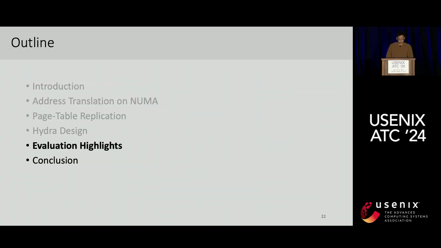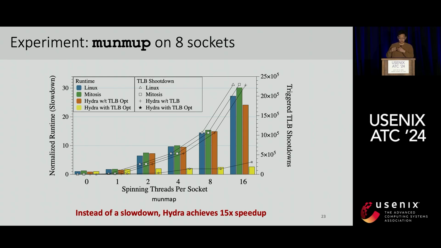So here are our evaluation highlights. First, we show how our TLB shootdown optimization works. We conduct an experiment called munmap, where the threads are spread across NUMA sockets, and each one keeps doing mmap and munmap. For the baseline, when munmap happens, it will send a TLB shootdown to the other sockets. However, Hydro with optimization can improve this situation, and instead of a slowdown, Hydro can achieve a 15 times speedup because it reduces the number of TLB shootdowns.